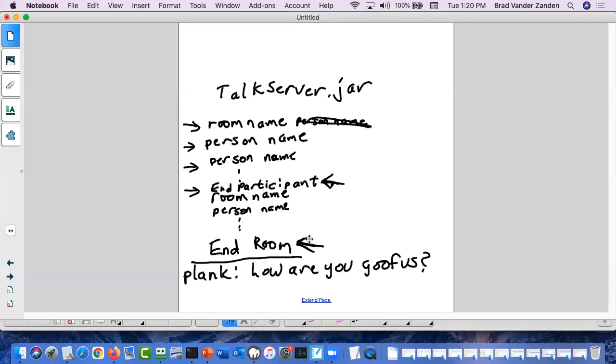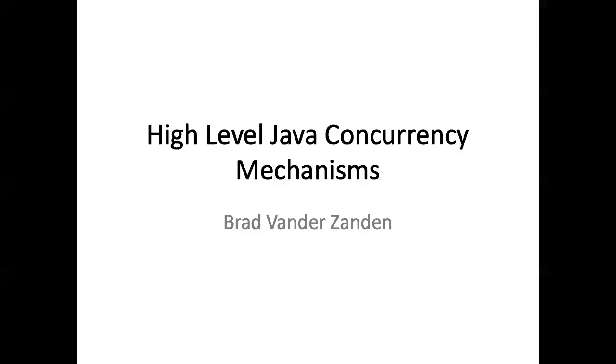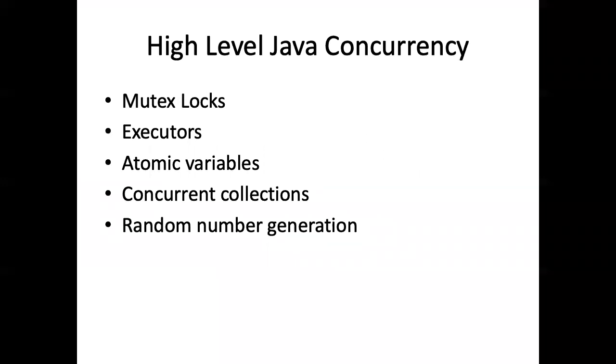Other questions about the homework assignment? Okay. In that case, what we are doing today is finishing up our discussion of high-level Java concurrency mechanisms. And you'll remember, or you may not, so we'll just quickly go through it. There are basically 5 new things that were introduced. I think it was in JDK 7.